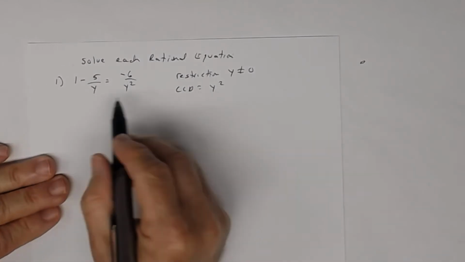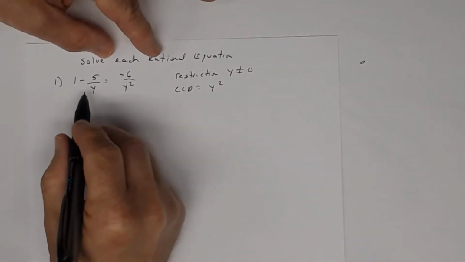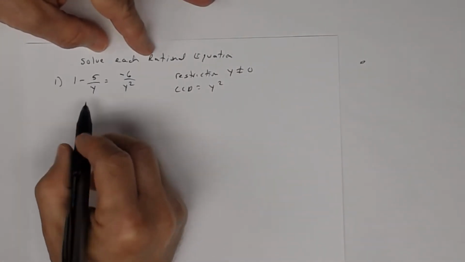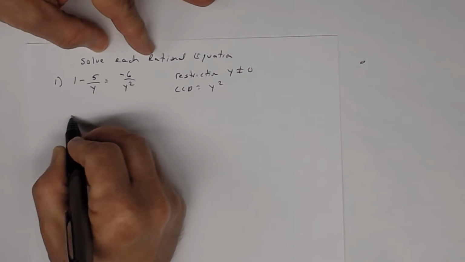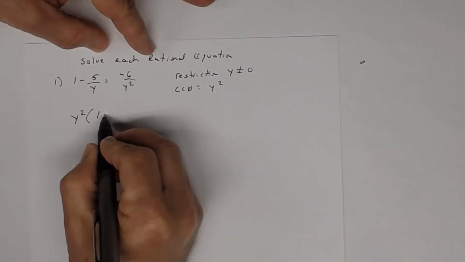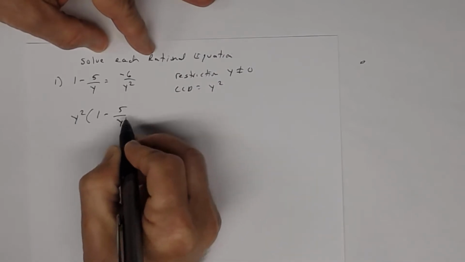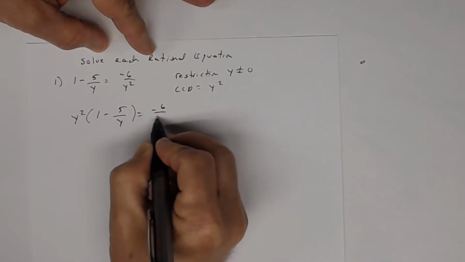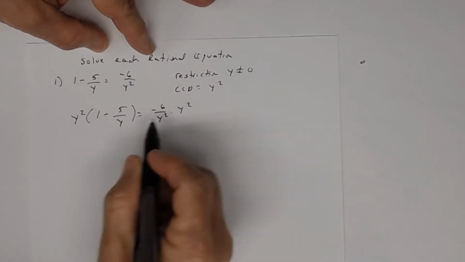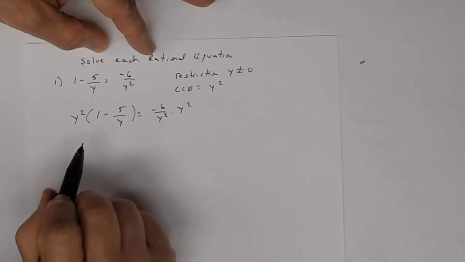Okay, so now you're going to multiply both sides by the least common denominator. So notice that on this side you have two rational expressions. I'll put that in parentheses. So I'm going to get y squared times 1 minus 5 divided by y equals, and then negative 6 divided by y squared times y squared. So I multiply both sides by the least common denominator.